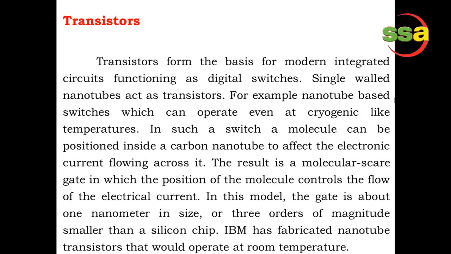Now, nano transistors, which are also called transistor CNTs. Transistors form the basis for modern integrated circuits, functioning as digital switches. We know well that because of the transistors, the ICs, which are nothing but the combination of different transistors in their different functioning modes, which is also called LSI technology, large scale integration.